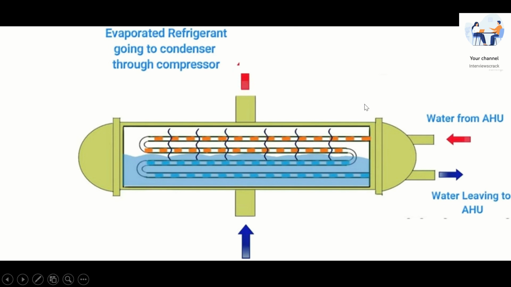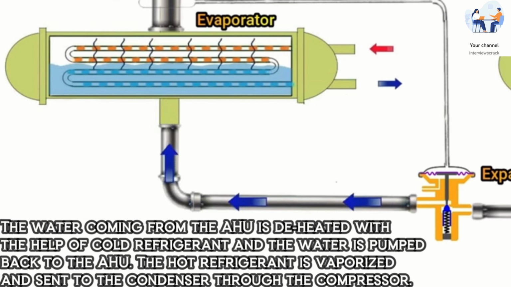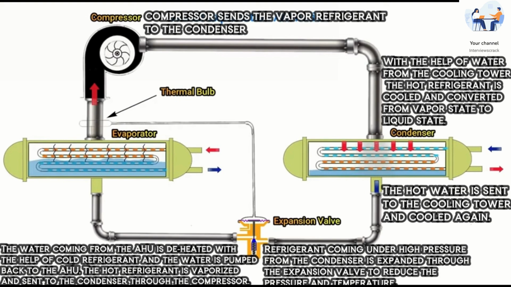Here it is also the same: evaporator, refrigerant going to the condenser through the compressor. Now with the contact of this heated water, the low temperature, low pressure refrigerant in the evaporator is getting heated. So the phase of the refrigerant is converting from liquid to gaseous form, and it is going to the compressor. The water coming from the AHU is cooled with the help of cold refrigerant, and the water is pumped back to the AHU. The hot refrigerant is vaporized and sent to the condenser through the compressor. This is the whole cycle.